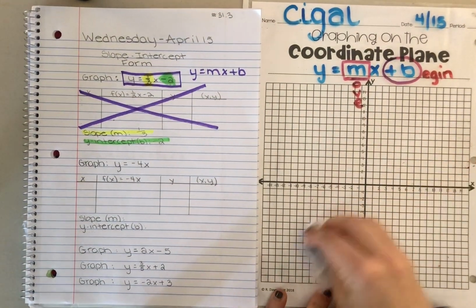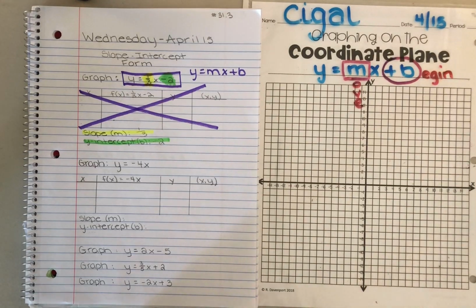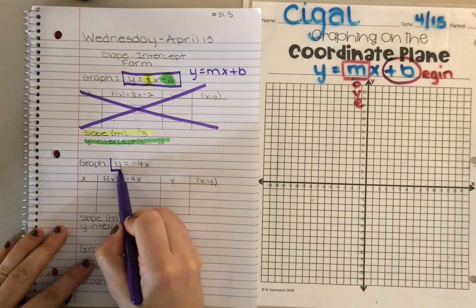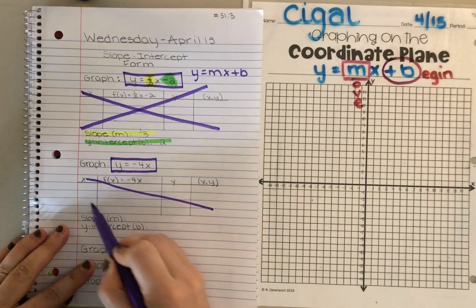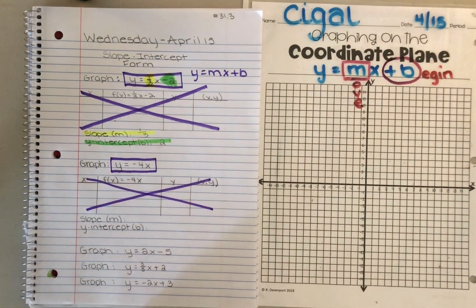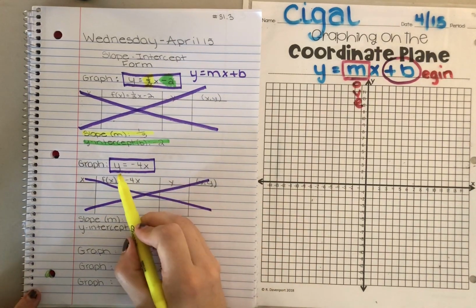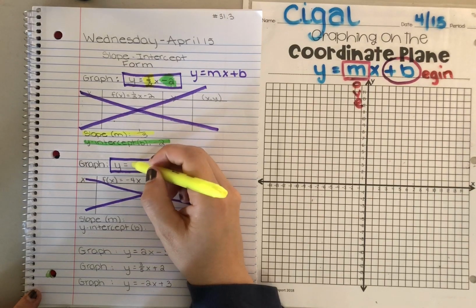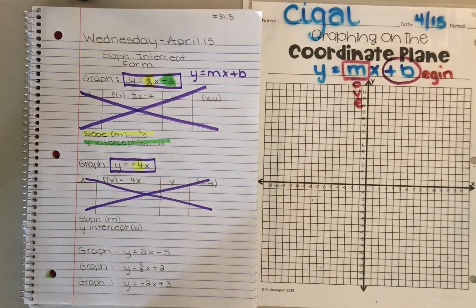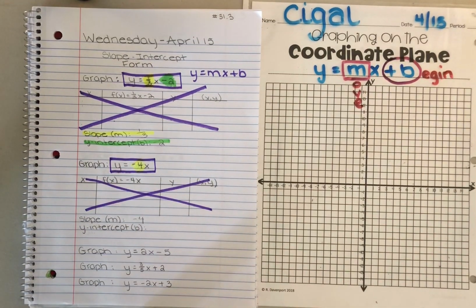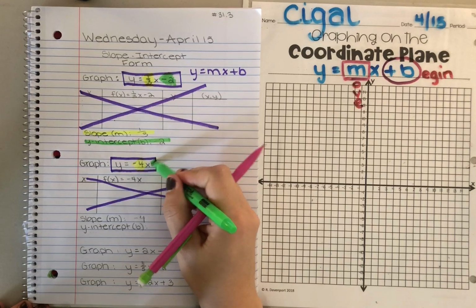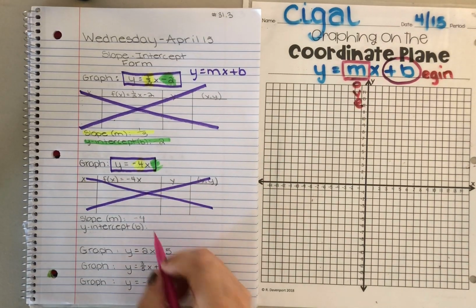So let's try the next problem. So if this is what I want to graph, and I don't feel like doing a table because it takes a lot of time, I'm just going to look for my slope and my intercept. When the y is by itself, the slope is right here in front of the x. So my slope is -4. And when I'm looking for my intercept, in this particular case, there's nothing added or subtracted onto the end, which means it's really just a 0.